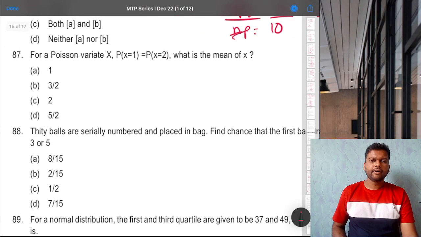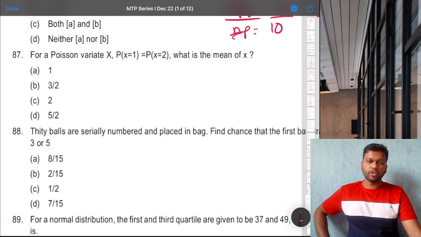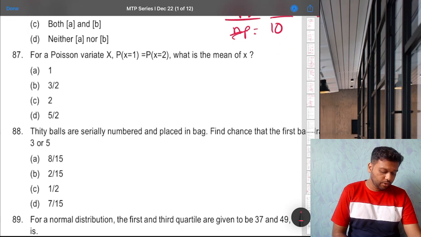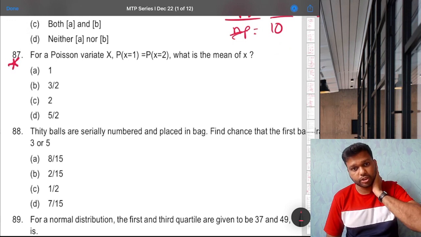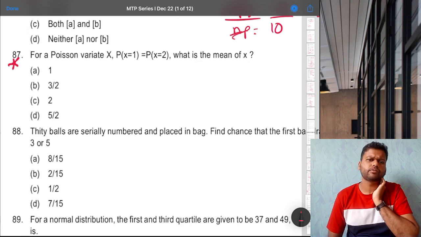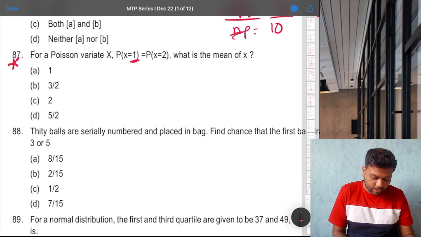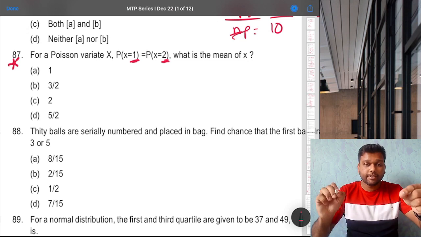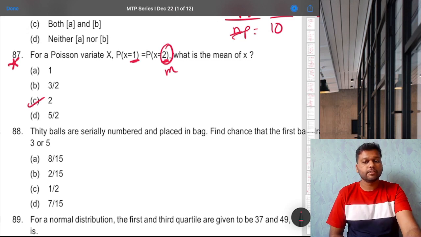For a Poisson variate, probability that x is equal to 1 is equal to probability that x is equal to 2. What is mean of x? In such questions, I have a good shortcut. I have also uploaded this in a separate video for Poisson distribution. This is a very good shortcut. If for any two consecutive numbers, probability is same, then the larger one is the mean. So 2 is the correct answer.